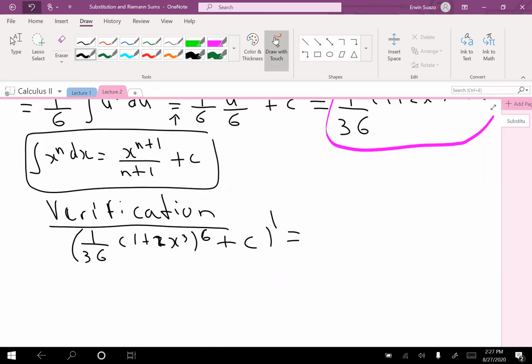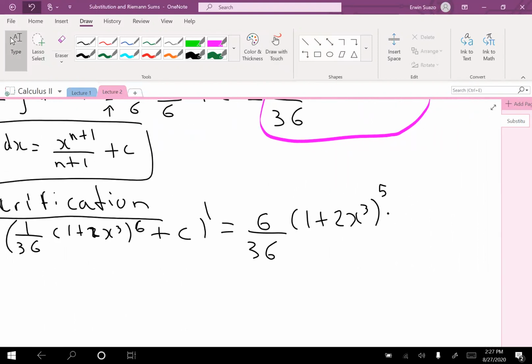And the derivative of this is, what do you say? Using chain rule. So it will be the derivative of the first one. So this is chain rule. It will be 6 over 36 of (1 plus 2x cubed) to the fifth, times 6x squared, the derivative of the inside. The derivative of 1 is 0 and the derivative of 2x cubed is 6x squared. Plus the derivative of C, but C is a constant, so plus 0.